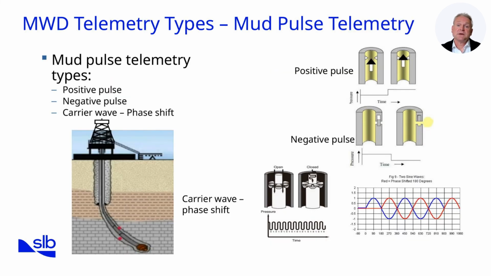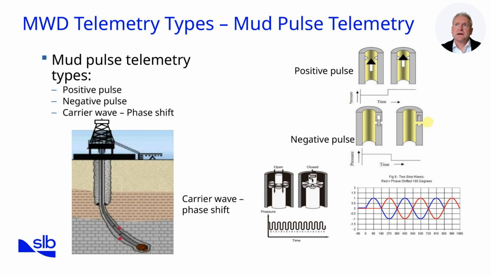Mud pulse telemetry is the workhorse of MWD communications. It operates by creating pressure pulses in the drilling mud, which are detected at the surface and decoded into data. There are three main types of mud pulse telemetry. Positive pulse works by restricting mud flow to create a pressure spike. Negative pulse does the opposite, momentarily venting to reduce pressure. Carrier wave telemetry uses continuous oscillations in mud pressure, with data encoded through phase shifts.